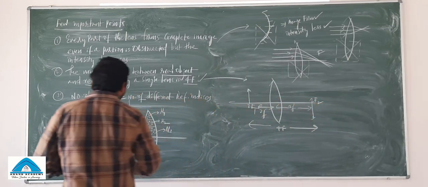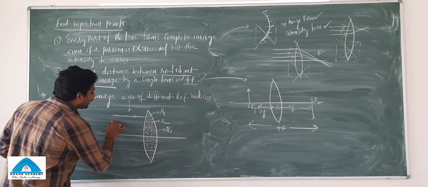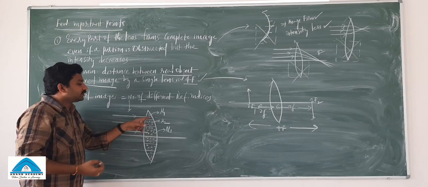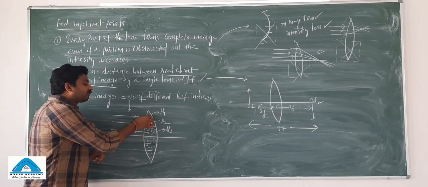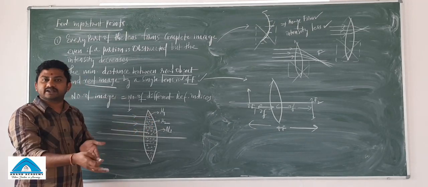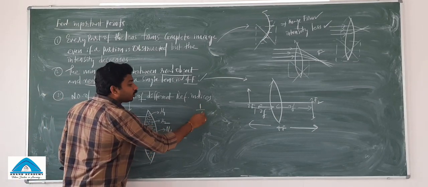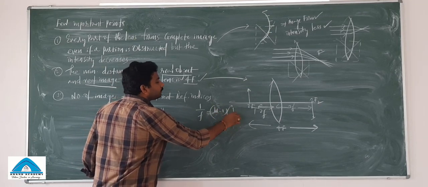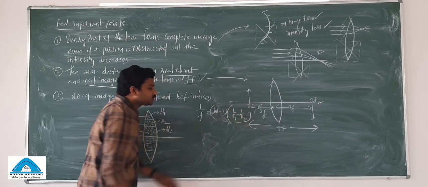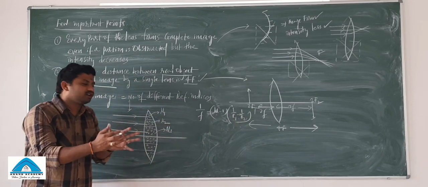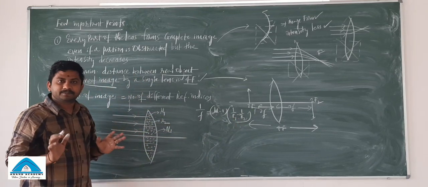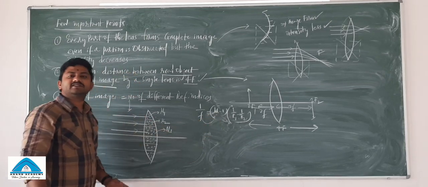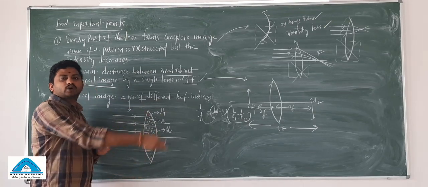How will it be? Look here. Imagine 3 different light rays are incident here. Depending on the refractive index, the focal length of this lens at this portion will be different, right? That is because of the formula, I hope you remember: 1 by f is equal to (mu minus 1) into (1 by r1 minus 1 by r2). The value of 1 by r1 minus 1 by r2 will remain constant whatever the medium, right? Now this focal length depends on the refractive index, so a different focal length will be there.